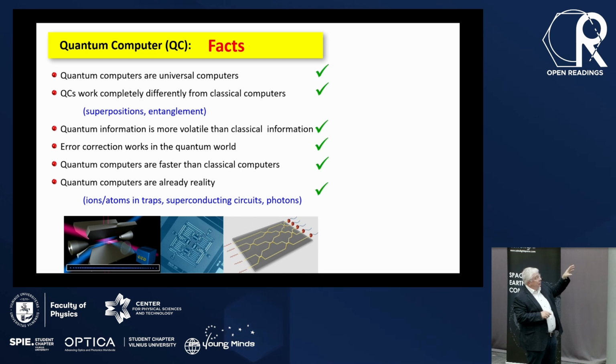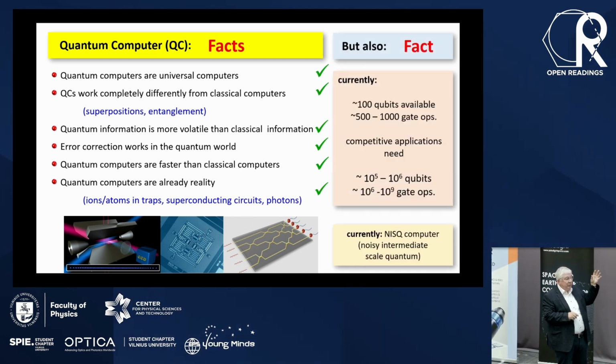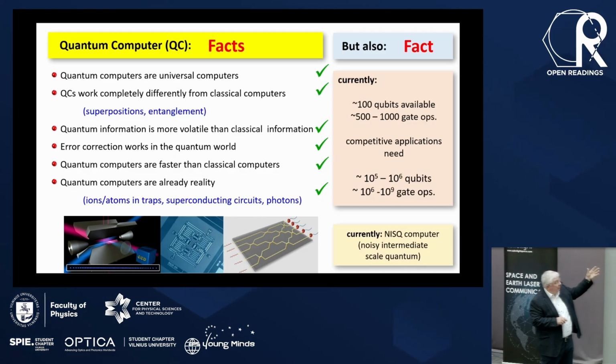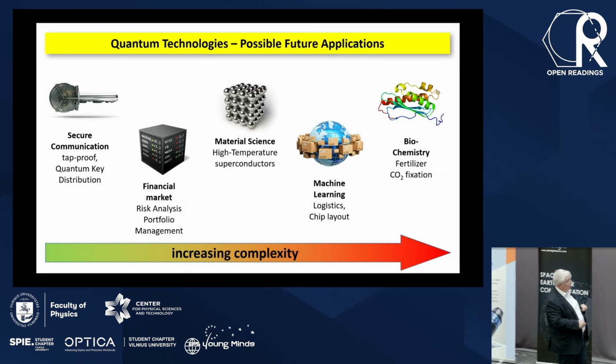Quantum computers are already reality to a certain extent. But the fact is also, when we look at these green marks, that currently we have, say, 100 qubits available, say a few hundred with IBM and others, and 500 to 1,000 gate operations, maybe a few thousand. But competitive applications where you really want to go need on the order of 1 million qubits and of the order of 1 billion and more gate operations. It's a long way to go. So currently we are studying so-called NISQ, noisy intermediate-scale quantum computers.